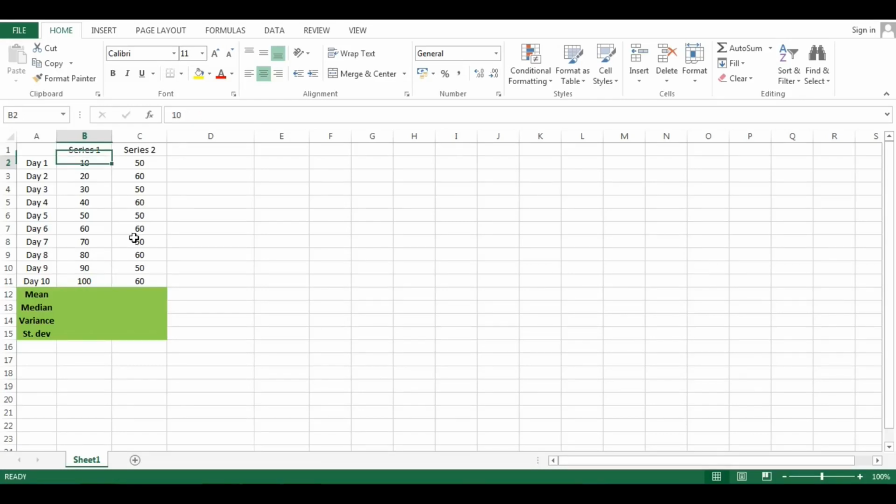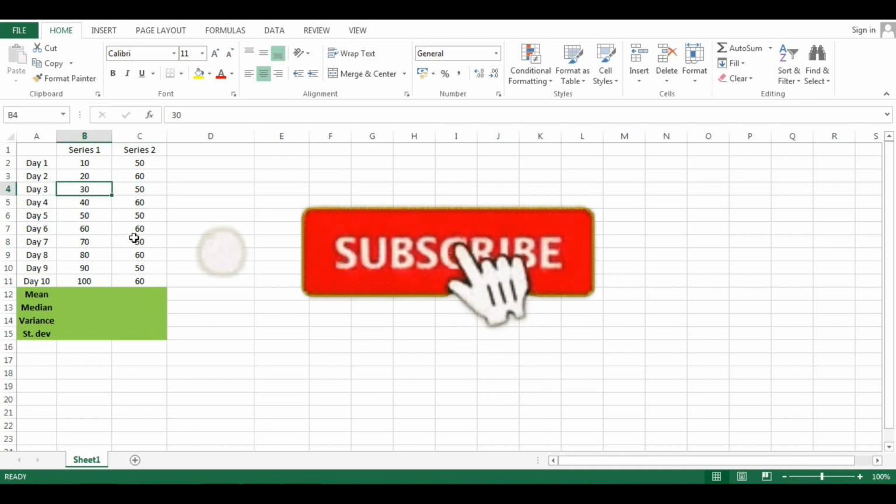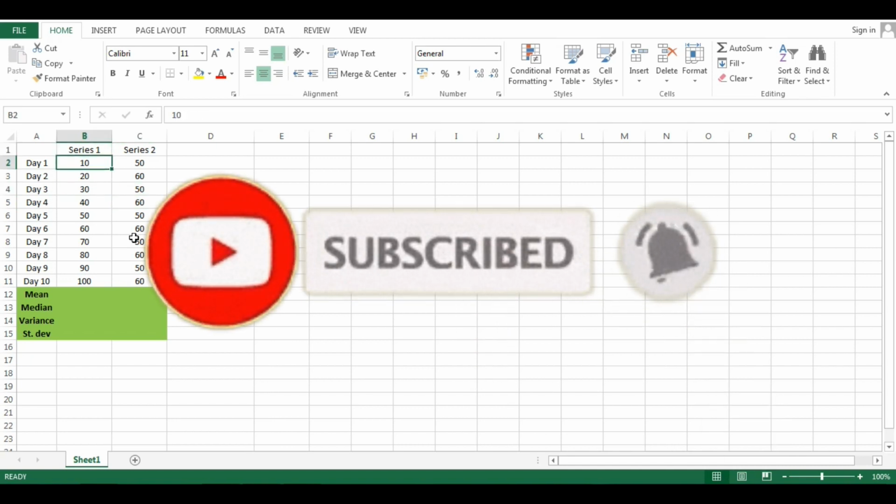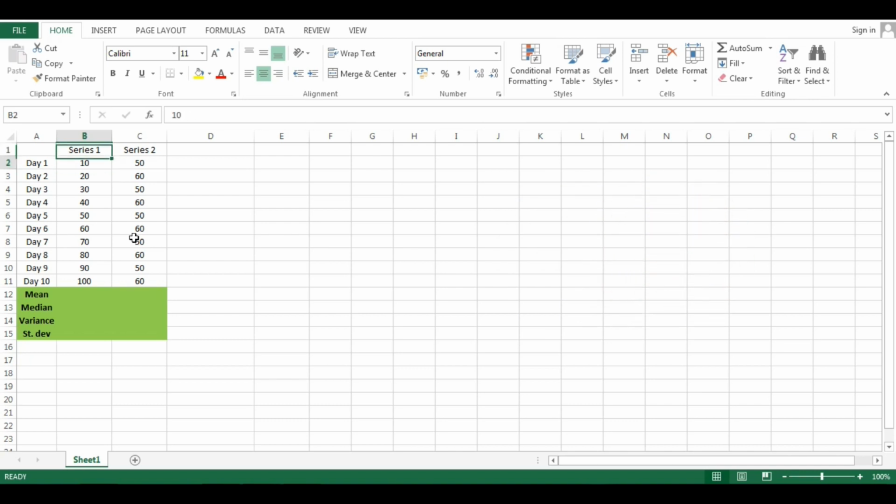Let's try and understand this with an example. Let's say I have these two series. Now if you notice, series 1 has 10 to 100 as a number on day 1 to day 10. On the other hand, we have series 2 which only has 50 and 60 as a number. Just by looking at the series, you can say that there is a high level of variation in this data. For example, on day 1 it got only 10, day 2 it got 20, day 3, 30. This could be, let's say, the amount of sales that one is making on a given day.